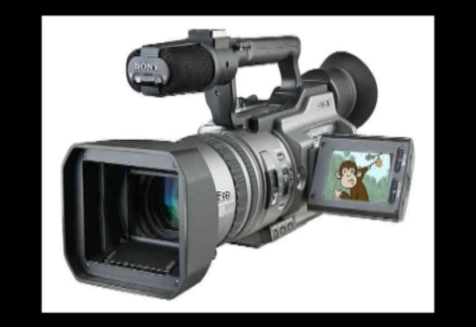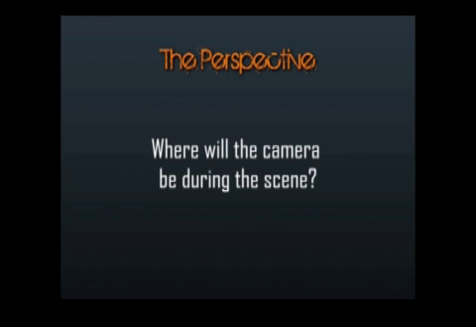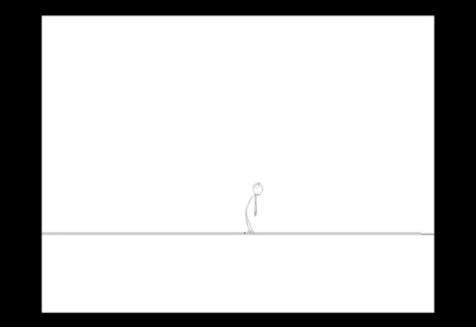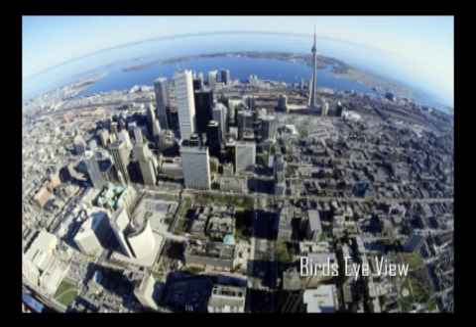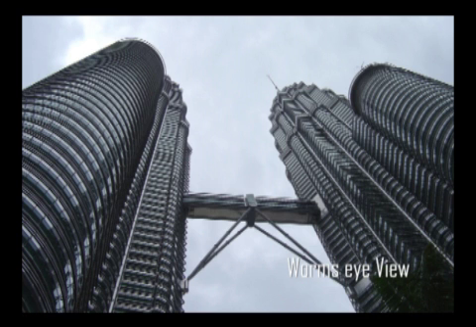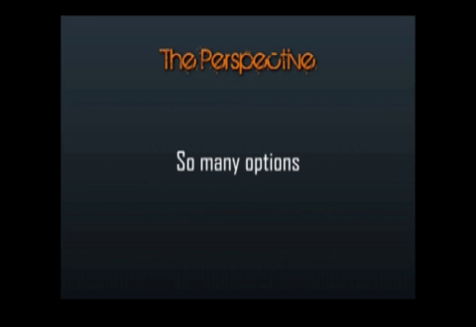A good way to look at it is to imagine that your audience is viewing your story from the view of a camera. You just have to decide where the camera will be during the scene. Will it be far away for a long shot, or will it be zoomed in for a close-up? Should you show the action from high in the sky, or should you show it from down near the ground? Will the camera zoom in during the scene, or will it zoom out? Your options are just about limitless.